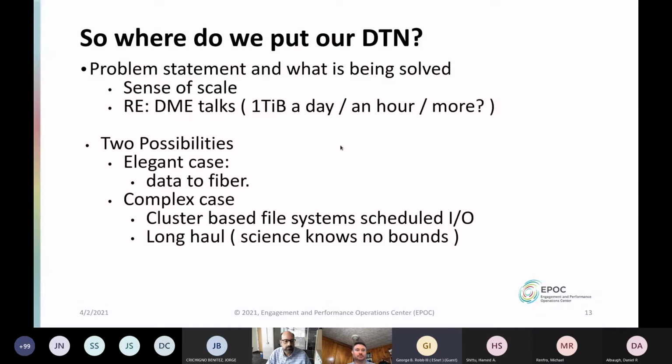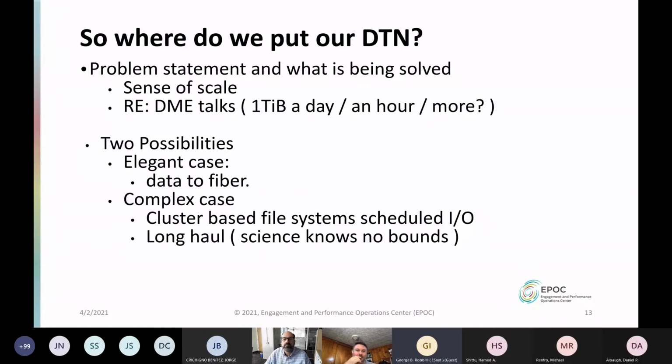So to answer the question, where do we put our DTN? It goes back to the problem statements of what are you trying to solve? How are you helping the science? So get your sense of scale. Again, back to the DME talks. A terabyte in an hour, a terabyte in a day. Do you need a terabyte in seconds? What are you trying to solve? So that will help your placement.